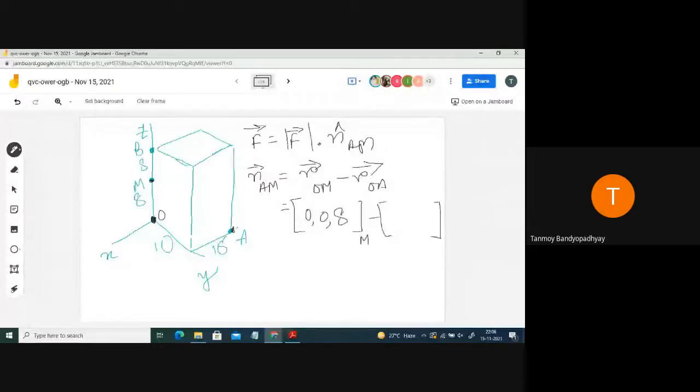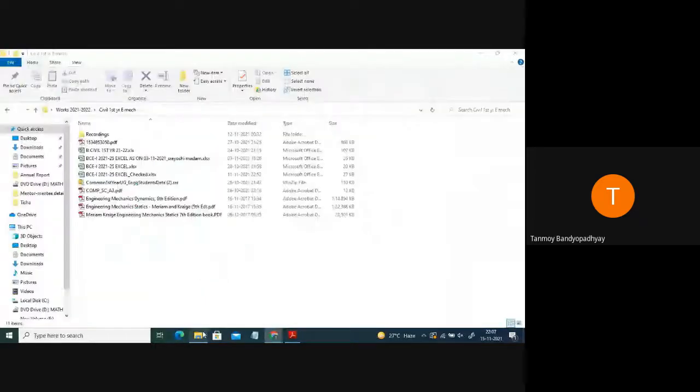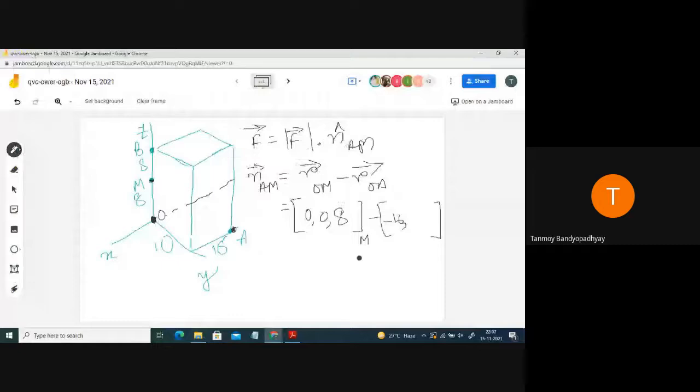And what are the coordinates of the point A? A will be on the negative x axis, so it will be minus 16. What is Y? 10. Very good. Minus 16, 10, 0. I think it is on the x-axis, so this will be 0. So these are the coordinates of the point A.